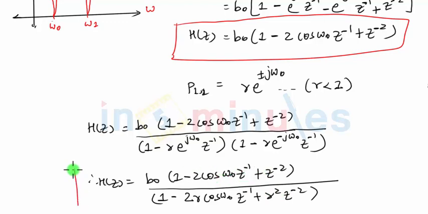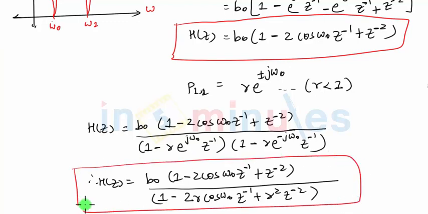So this is my final transfer function of a notch filter, which will have a single notch at omega naught, and that notch will have very small bandwidth. If you want to introduce one more notch at omega 1, you will have exactly similar polynomials in the numerator and denominator, this time in the form of omega 1.